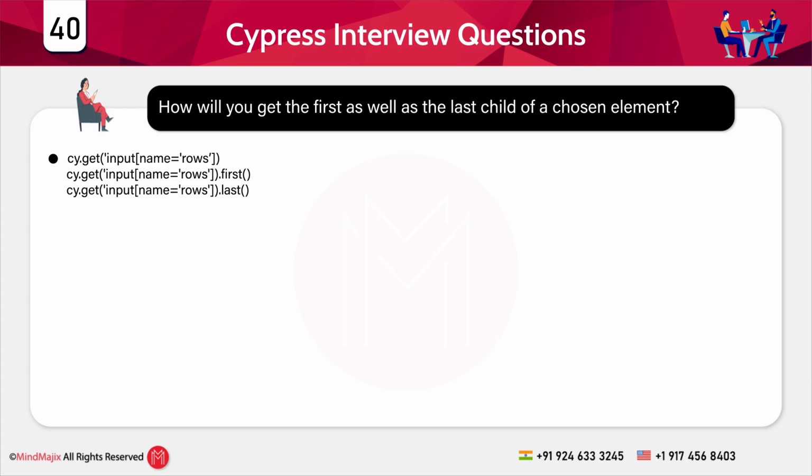Let's suppose these selectors return several elements, for instance, say six of them. To get the first child of the chosen element, you can use the command cy.get('input[name=rows]') in single quotes, and then specify the .first method. After this, to get the last child of the chosen element, you can use the command cy.get('input[name=rows]') and .last.